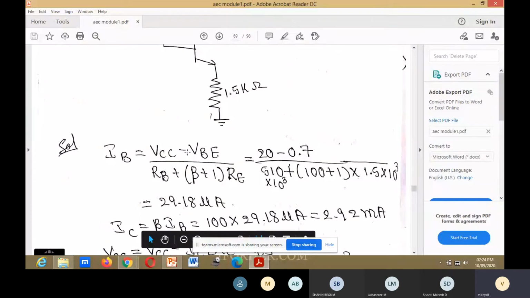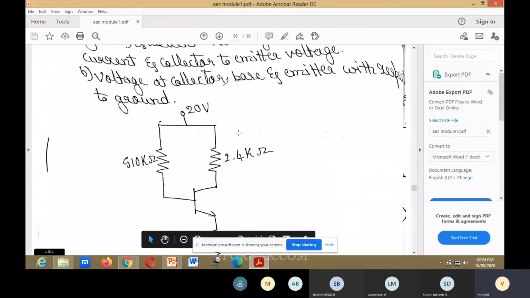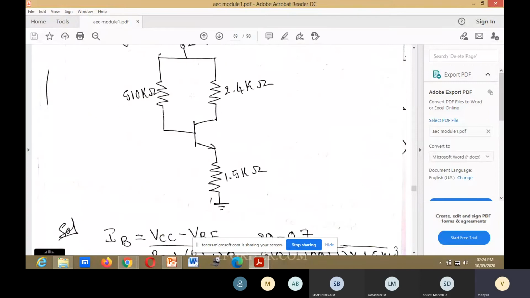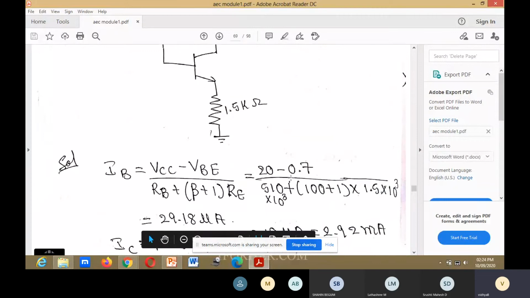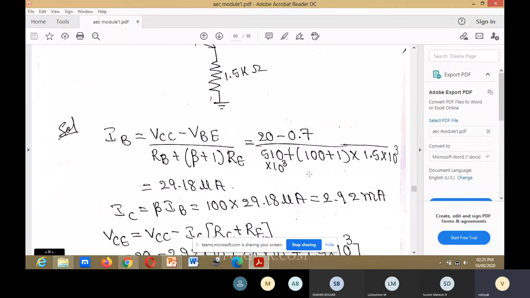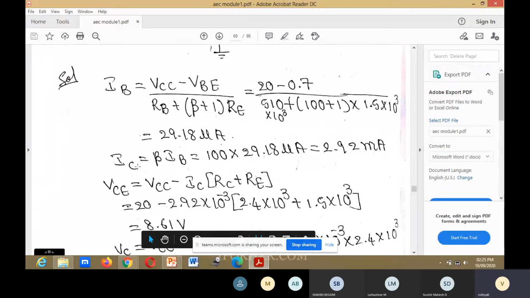Okay. Substitute the values. VCC is 20, they have given. RC is 2.4 kilo ohm. And what about RB? 510 kilo ohm. And what about this one? RE 1.5 kilo ohm. Okay, we know the values. So substitute, you'll get IB is equal to 29.18 microamps. Next, IC. IC is equal to what? Beta into IB. So after substituting the values of beta and IB, you'll get 2.92 milliamps.